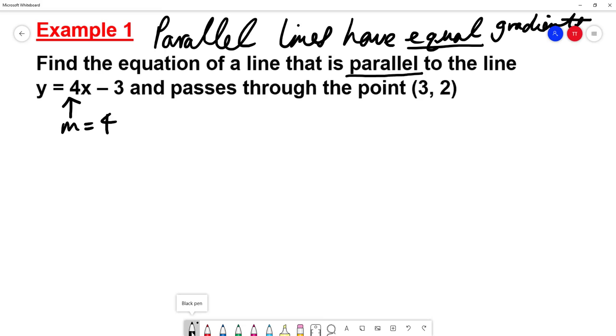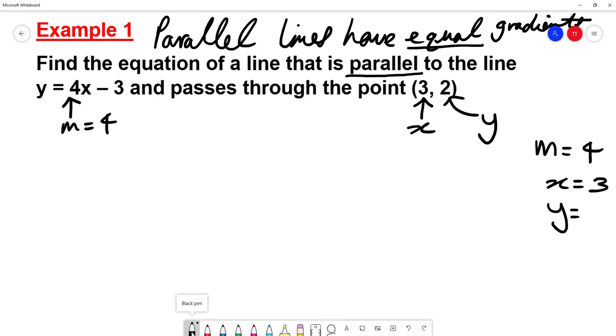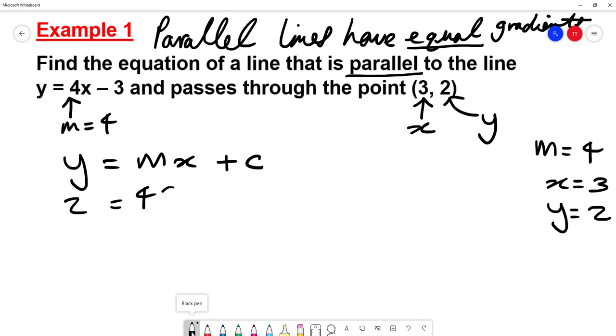So I can say, well, it passes through the coordinate (3, 2), so x is 3 and y equals 2. So let's write these down. m equals 4, x equals 3, y equals 2. So now we're going to use the equation y equals mx plus c. So y in our case is 2. m is the same gradient, which is 4 because it's a parallel line, multiplied by the x coordinate, which is 3, plus c.